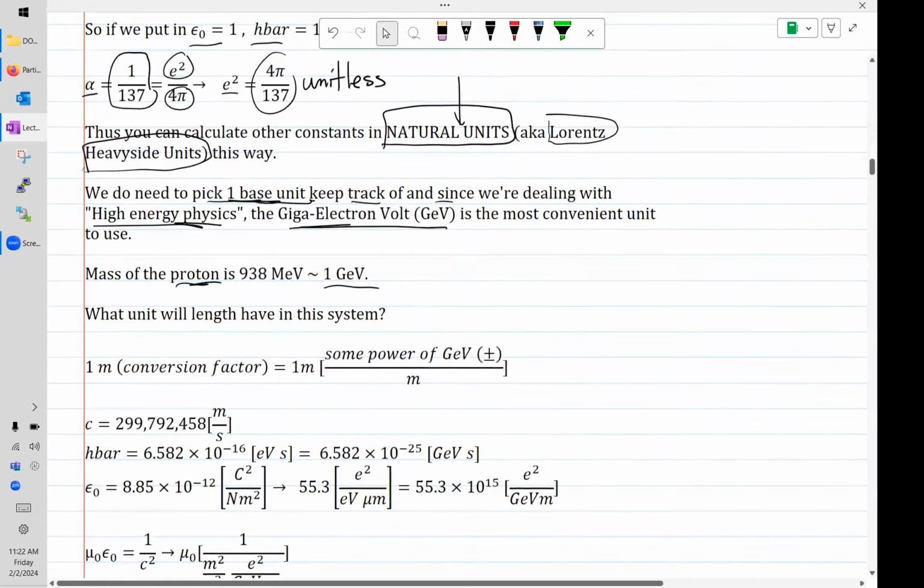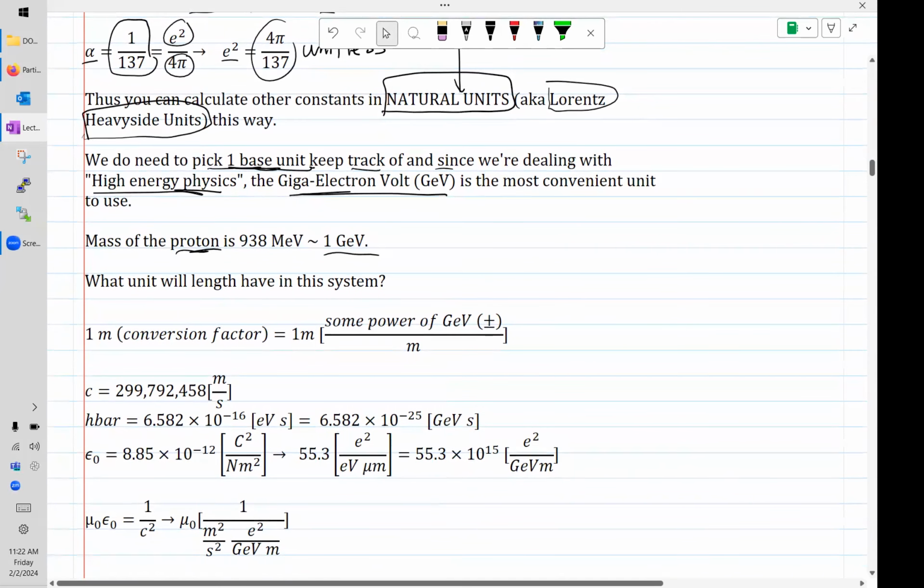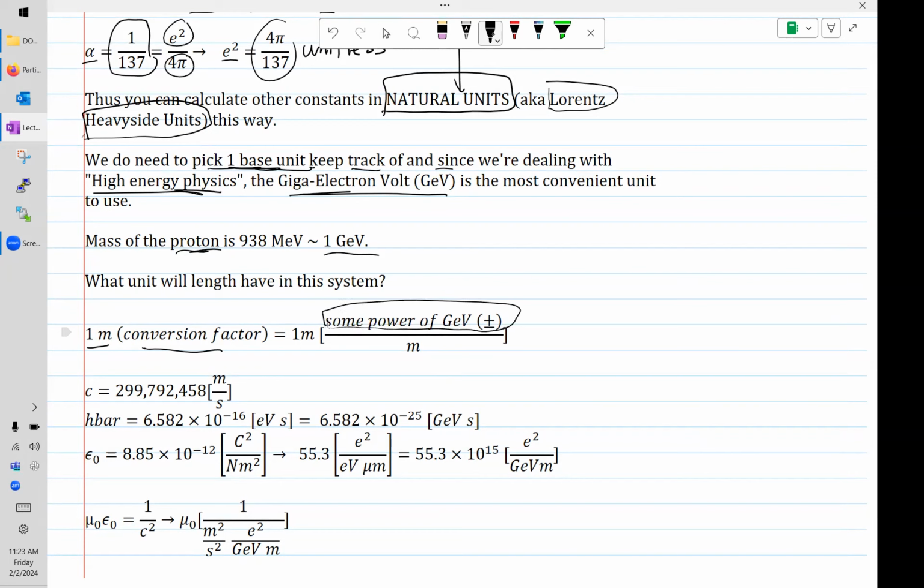Right. So how do we deal with this unit? If I have something in meters, how do I convert it into the high energy natural units? Just like back in the first week of general physics, you have a unit and you multiply it by some conversion factor to get a different unit.